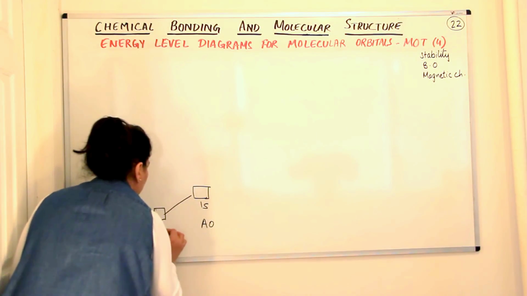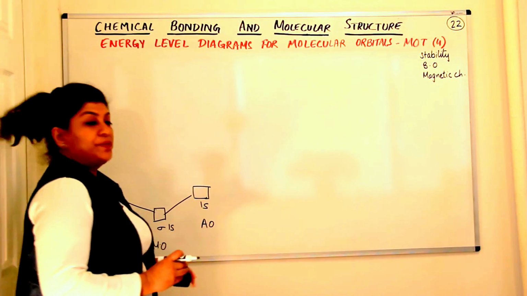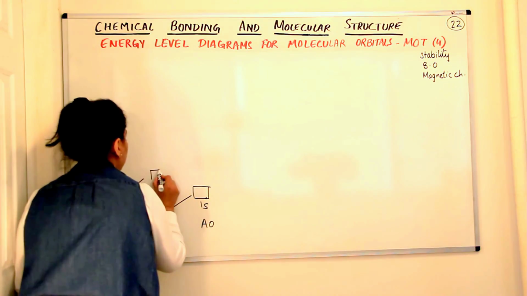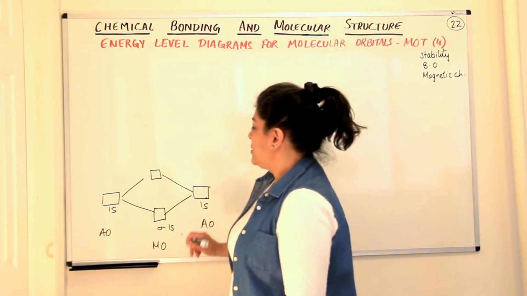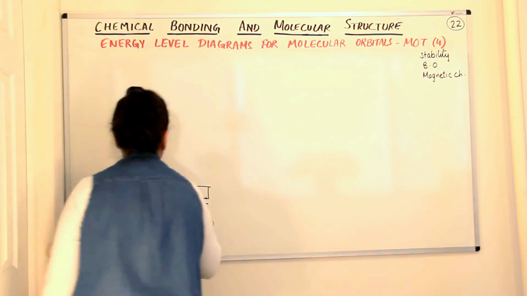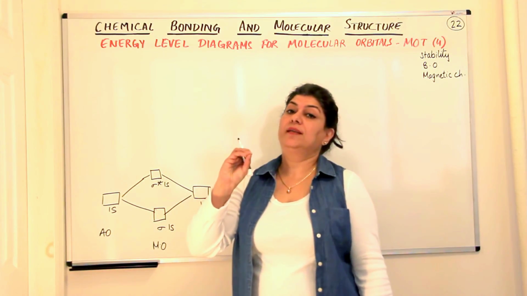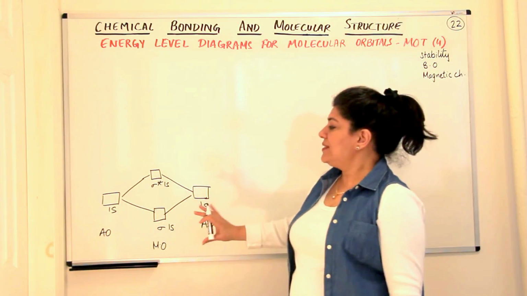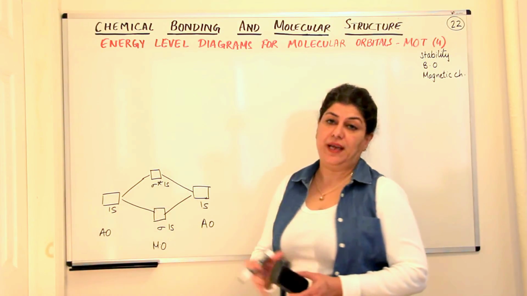It would be a sigma 1s, where sigma means it's a sigma bond and sigma 1s means it's a bonding molecular orbital, which has energy lower than the energy of the two atomic orbitals. And the other molecular orbital you obtain is sigma star 1s, where sigma star or sigma asterisk 1s stands for the antibonding sigma 1s molecular orbital. So these are the first two molecular orbitals that you would obtain by the overlapping of the 1s orbitals.